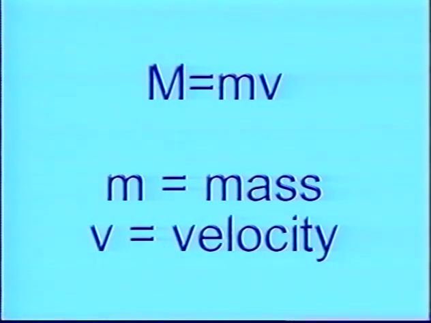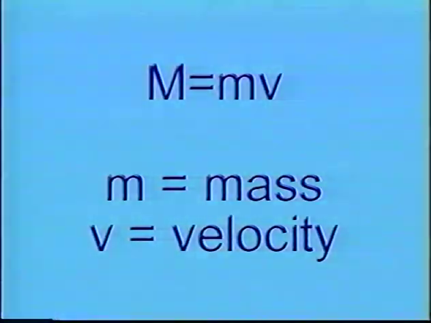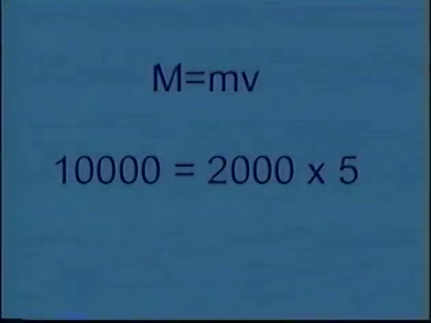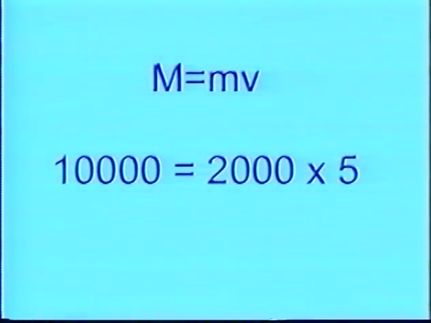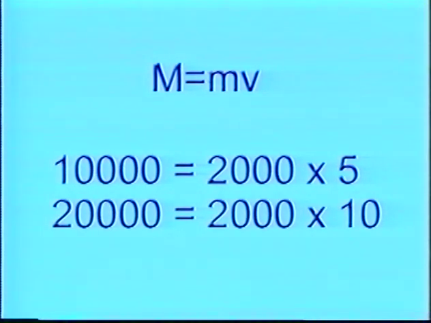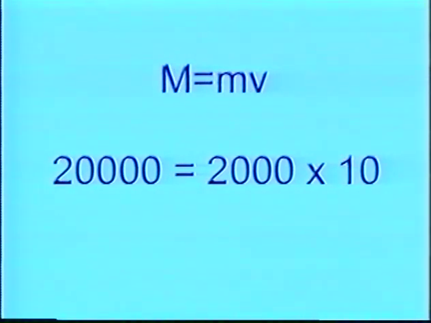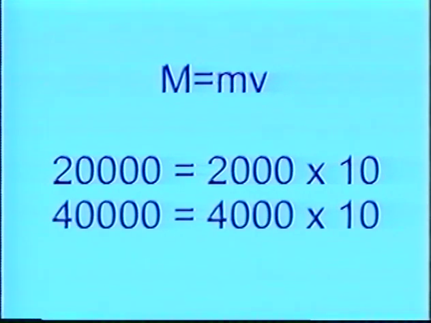From this equation we can see that the heavier an object is, or the faster it is moving, the more momentum it will have. For instance, a 2,000-pound car traveling 5 miles per hour will have only half the momentum of the same car traveling 10 miles per hour. Also, a car that weighs 2,000 pounds and is traveling 10 miles per hour will have half the momentum of a 4,000-pound car traveling at 10 miles per hour.